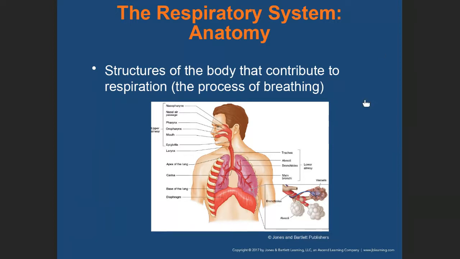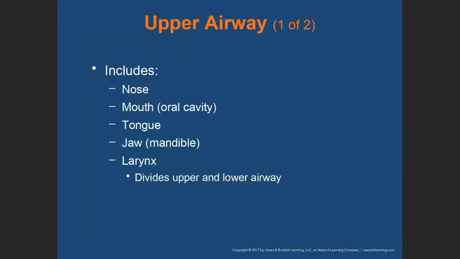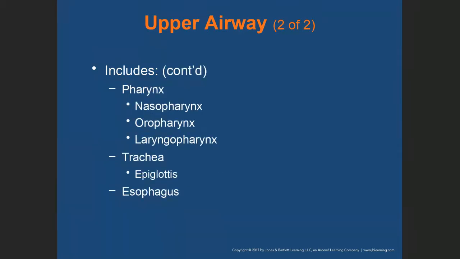So the respiratory system anatomy: the structures of the body that contribute to respiration, the process of breathing, which is a misnomer, but anyway. You have the upper airway, which includes the nose, the mouth, oral cavity, the tongue, the jaw, which is the mandible, and the larynx, which divides the upper and lower airway. Then you have the pharynx, which is a grouping of the nasopharynx, oropharynx, and laryngopharynx. It is the posterior portion of the throat.